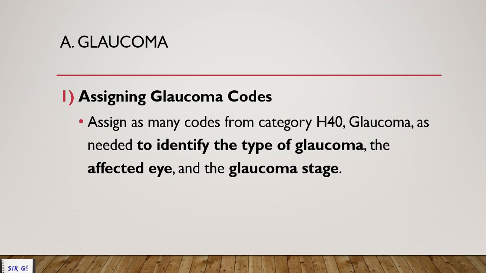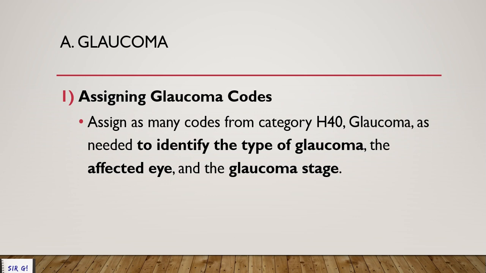So what are the types of glaucoma? You can Google it and search the types of glaucoma, but the common example is open angle glaucoma. We have other examples too, but the most common is open angle glaucoma. Don't worry, guys. The provider should always document the type of glaucoma, because we cannot assume, and if there's no documentation about the type, we end up using unspecified.